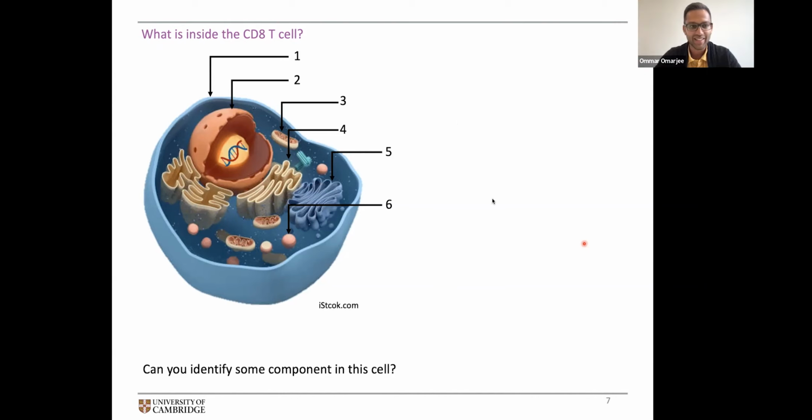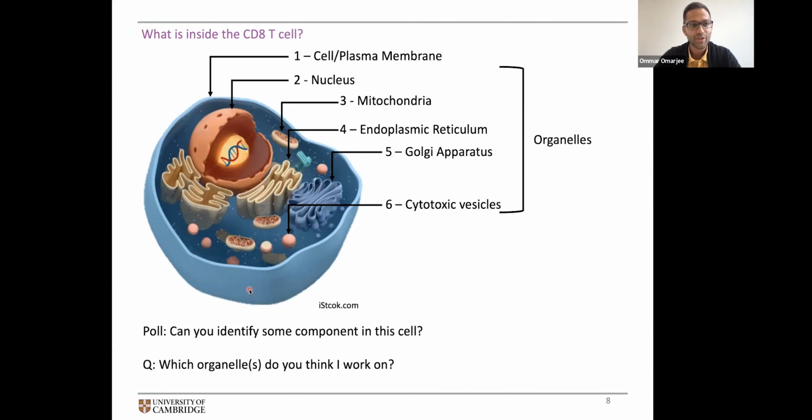Cool. Excellent. So yes, you're absolutely right. So this is what you said. Number 1 is the cell or plasma membrane. The second one is the nucleus, then mitochondria, endoplasmic reticulum, Golgi apparatus, and cytotoxic vesicle. And everything that is inside the cells, these components, we call them organelles, which also means mini organ. So you can imagine the cell to be another kind of complexity where you have different organs that work together to make a cell function properly.